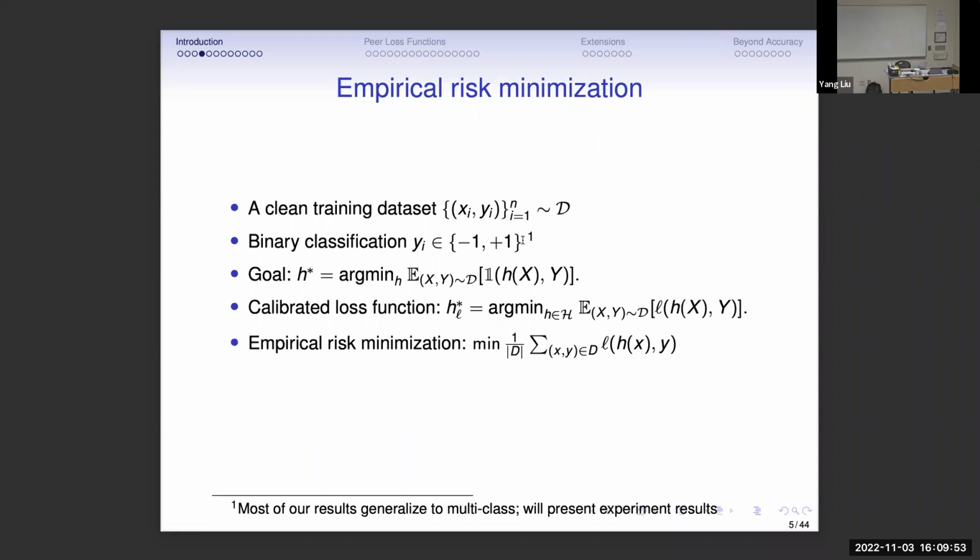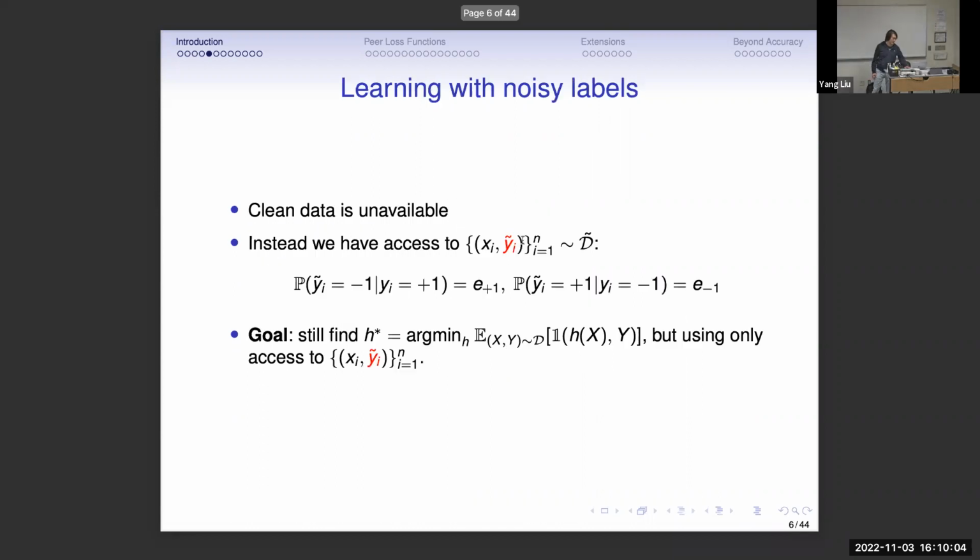You don't know the distribution, so that's why we use data. So you're going to define the empirical risk using the data to approximate this expectation term to optimize with. Okay, so that is machine learning 101. So in our setting, clean data is not available.